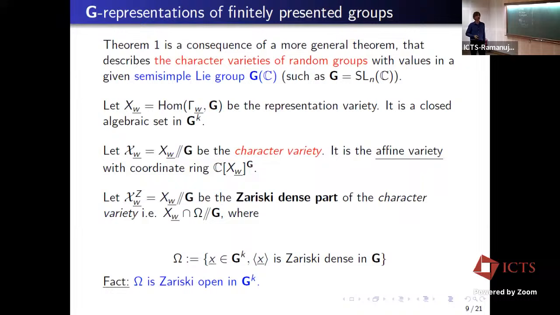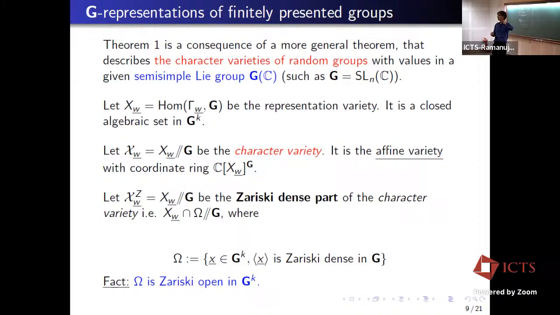Okay, so this quotient is usually denoted by a double bar, because it's not a set theoretic quotient. It's called the GIT quotient. But what it actually means is that we are looking at the affine algebraic variety whose coordinate ring is the ring of invariant functions on the representation variety. Okay, so it's a well-defined algebraic variety, and it parametrizes the conjugacy classes of representations of gamma into G. So I'm not going to be interested in the full character variety, but only in what I think is the most important part of the character variety, which I call the Zariski-dense part of the character variety. And that's the open set of the character variety where the tuple generates a Zariski-dense subgroup of G.